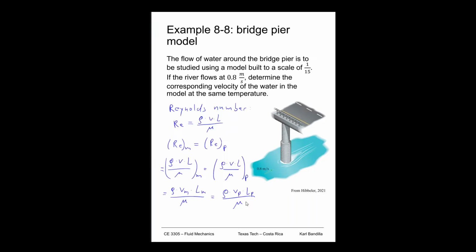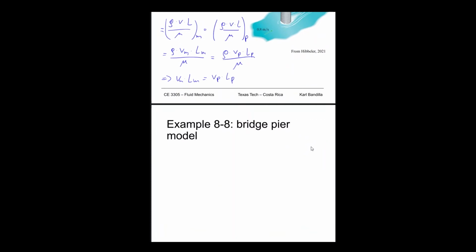All right, based on that, we already know we can cancel out the rhos and the mu's. So that means we get Vm times Lm is equal to Vp times Lp. And of course, let's go to the next page here, right? That means if we want to have the velocity of our model, Vm is then going to be Lp over Lm times Vp.